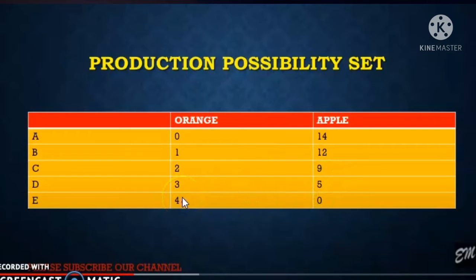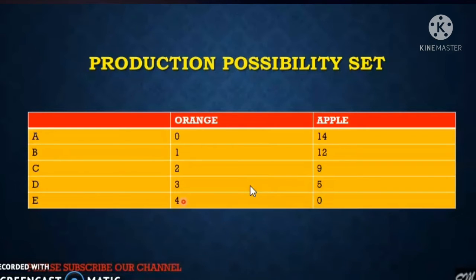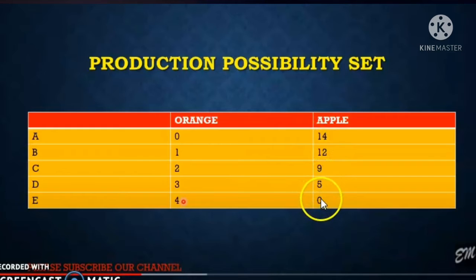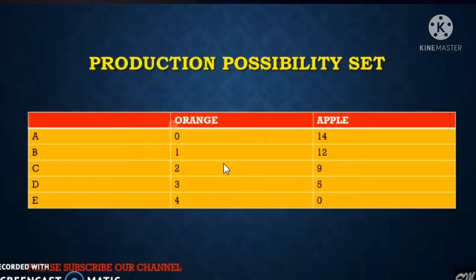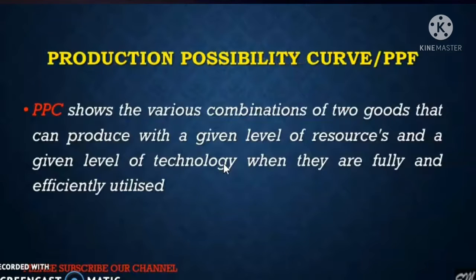Then when we cultivate 4 oranges, there is no apple to be cultivated. That is, all the resources in the last stage are offered for the cultivation of orange alone, so we are not cultivating apple in the last stage. So here are the best possible combinations, producing the two things by satisfying our wants, with the resources fully utilized. The table shows that.